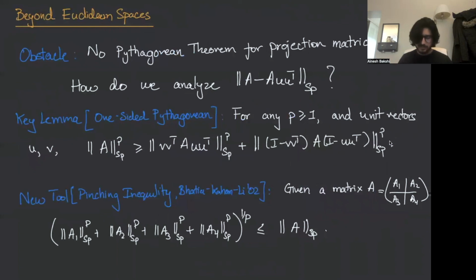Okay, and the main tool that we use to prove such a bound is pinching inequalities by Bhatia, Kahan, and Lee, which say the following. If we look at our input matrix A and interpret this as a block matrix, of the form A1, A2, A3, and A4, then we can relate the Schatten p norm of different blocks to the Schatten p norm of the entire matrix. And this kind of bound helps us prove this one-sided Pythagorean theorem that we need. For more details on this, I recommend taking a look at the paper.